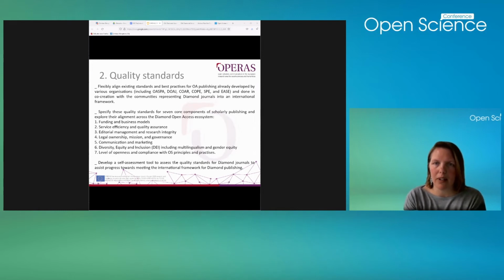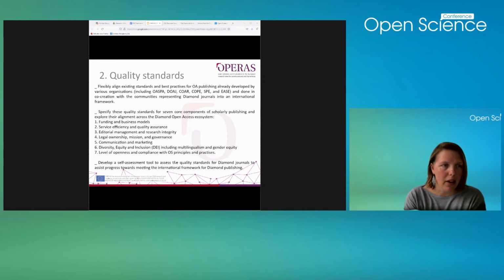Then we have the second point, the quality standards. Indeed, the Diamond Open Access journals and platforms have different practices to ensure quality standards rooted in historical, cultural, and disciplinary diversity. So this is why we have the following actions to contribute to solving the quality standard issue for Diamond Open Access journals and platforms.